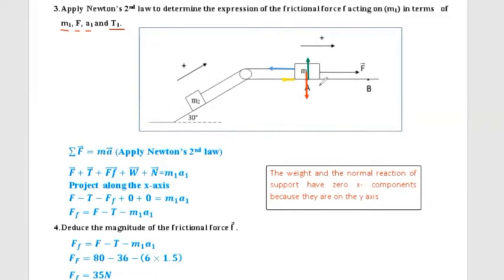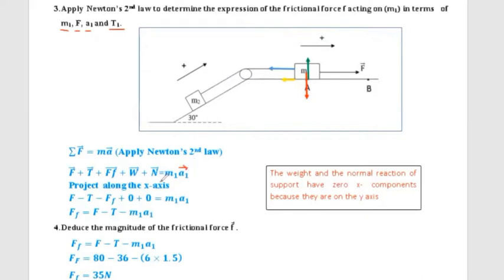What are the forces acting on m1? We have the traction force, F. We also have the weight of m1 vertically downwards, the normal reaction of support vertically upwards. We have the tension force along the string and opposite to the direction of motion. And we have the frictional force, which is also opposite to the direction of motion because this is a rough surface. So put all of these forces here equal m1 times a1. This is a vector quantity.